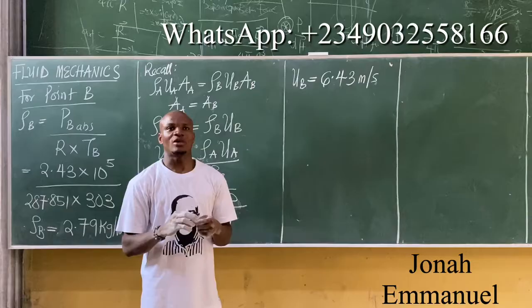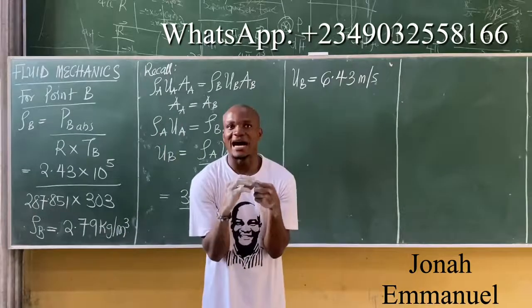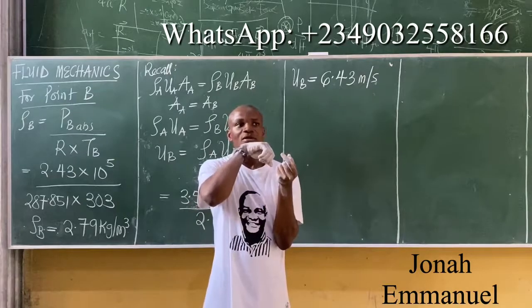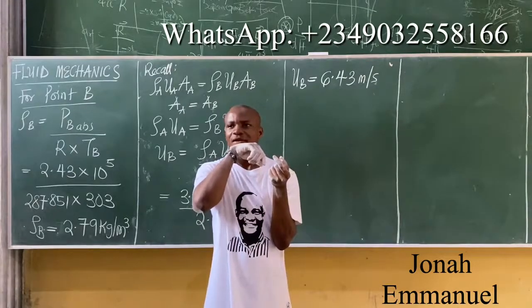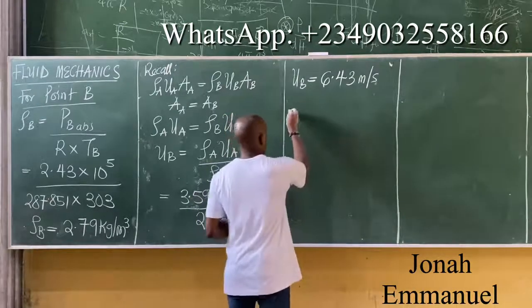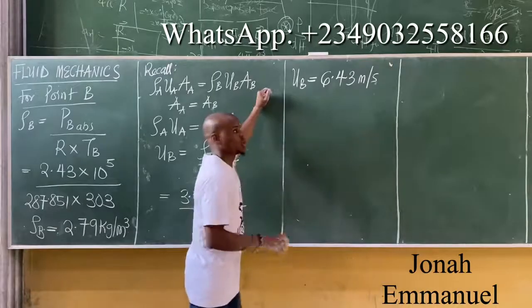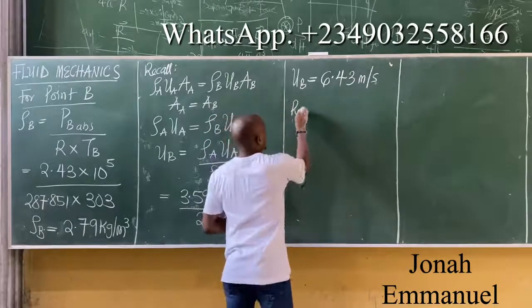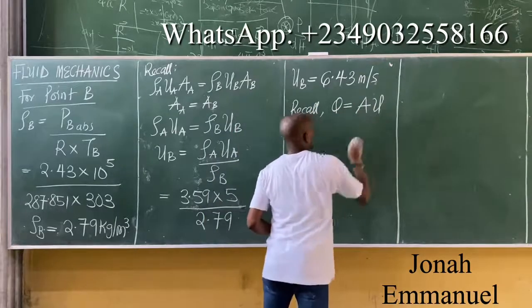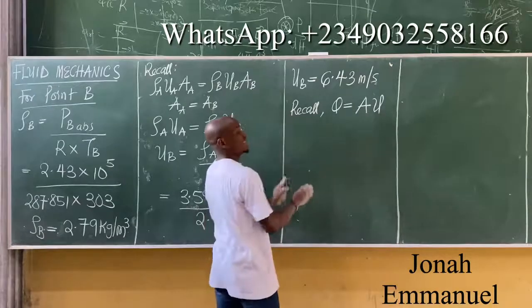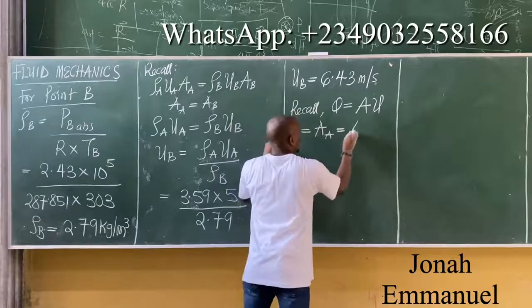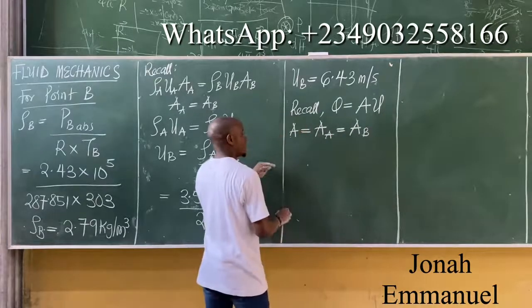So look up, please. In finding this discharge at point A and point B, have I got all my parameters? Is something missing? Area is missing. They say compare the discharge. Let's get this discharge. Record that discharge Q is equal to what there? Area times velocity. And we know that since it's a constant pipe, the area AA is equal to AB. So just find area.